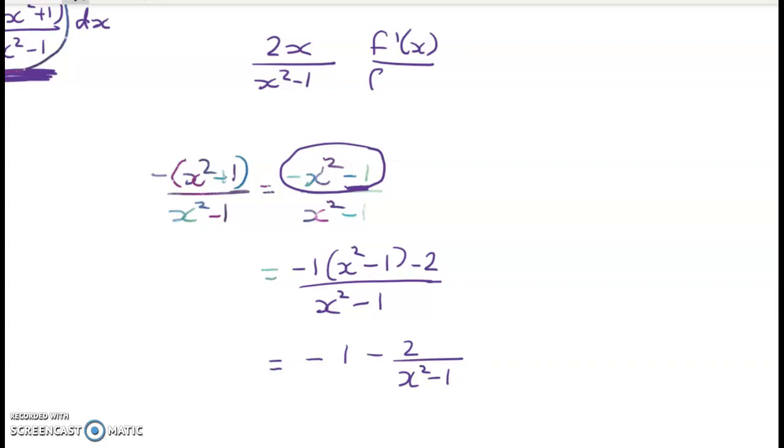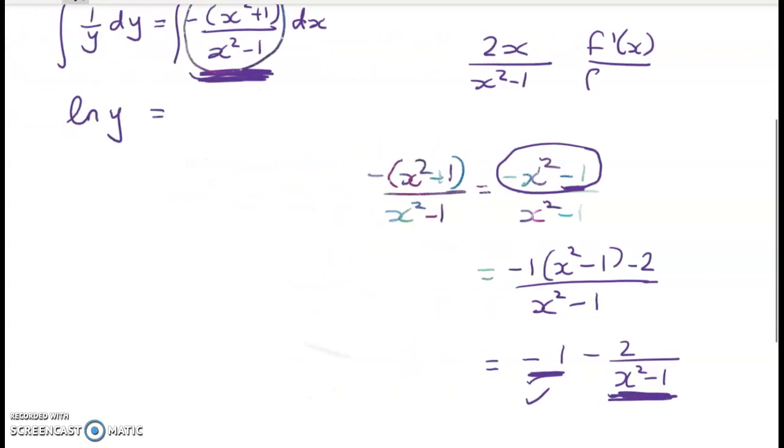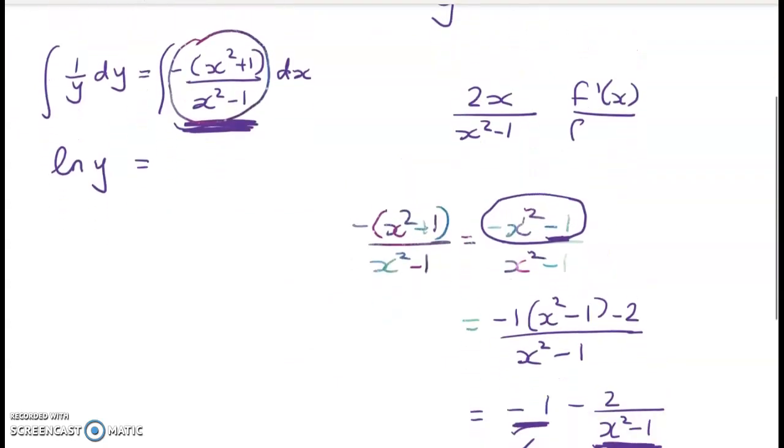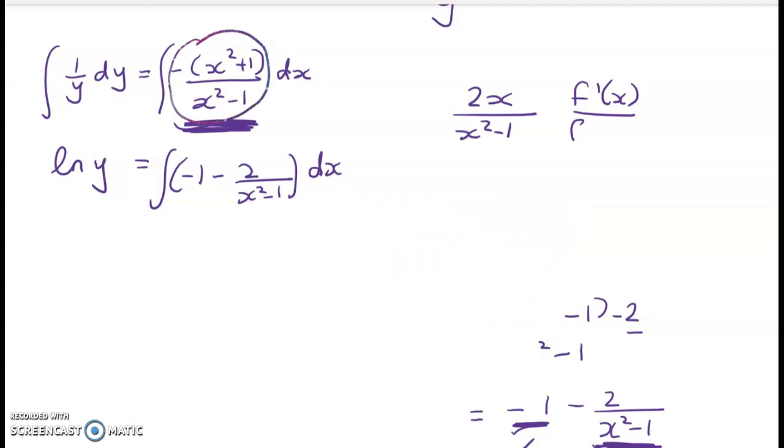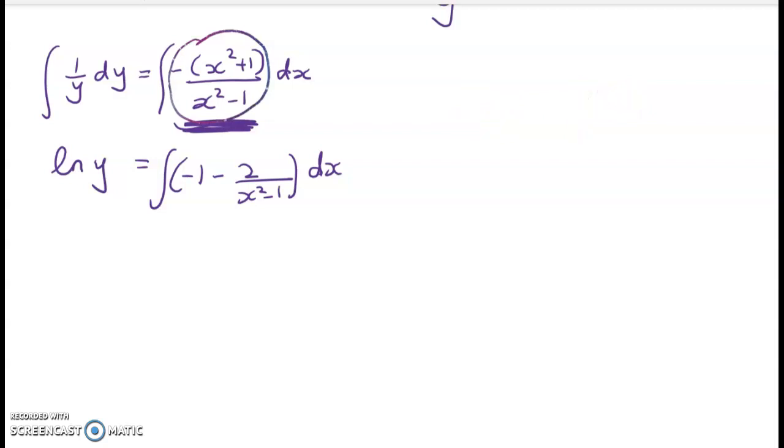If I want to integrate that, it's starting to get a bit better. This thing here is fine, but this is still not fine. So let's go back up to here and write out where we've got to. We've got the integral of negative 1 minus 2 over x squared minus 1 dx. The next thing you should be able to notice is that we can write the x squared minus 1 as the difference of two squares. So now we're going to break that term down into partial fractions.